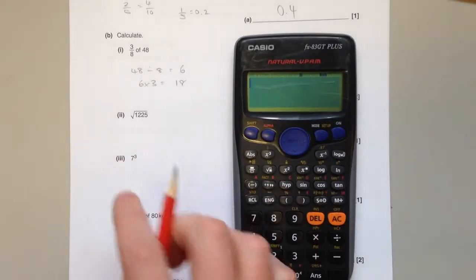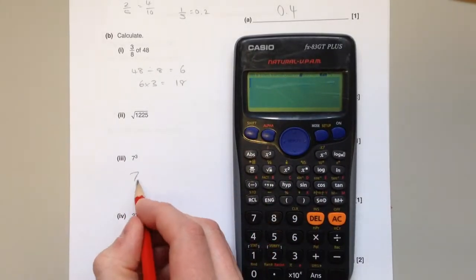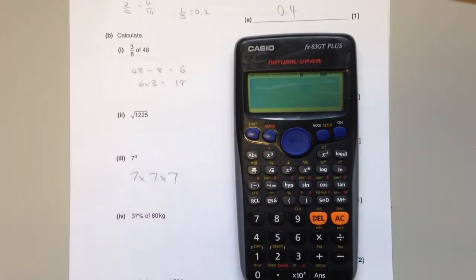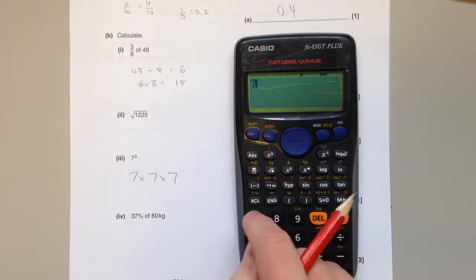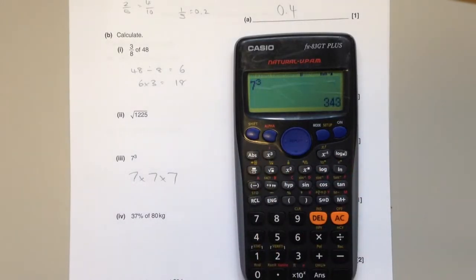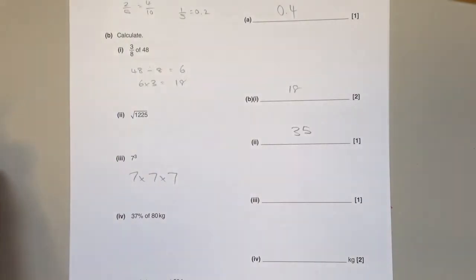Again, for the third part, you could do 7 times 7 times 7. The easiest thing to do is just to type 7 cubed into your calculator. 343.